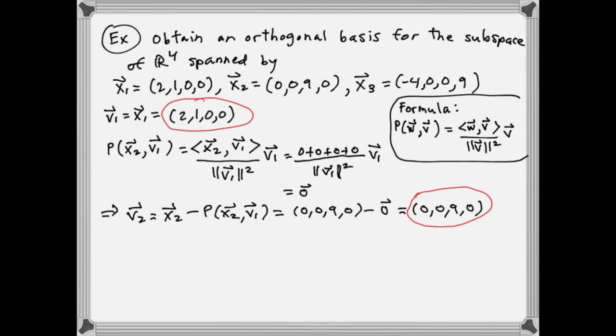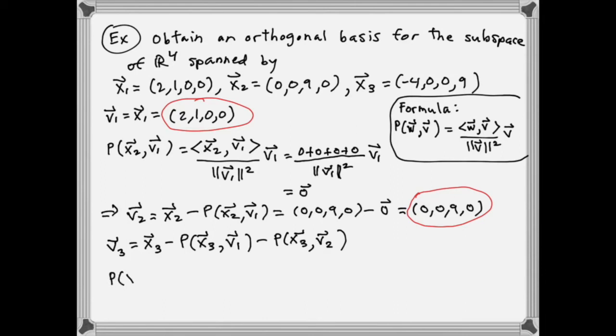Okay, now what about our third vector? Our third vector is going to equal the third vector on our original list, x3, minus the projection of x3 onto v1, minus the projection of x3 onto v2. Okay, so let's go ahead and do these projections.